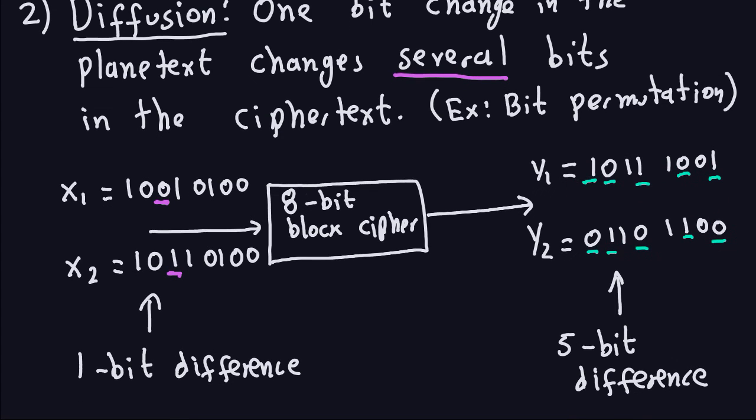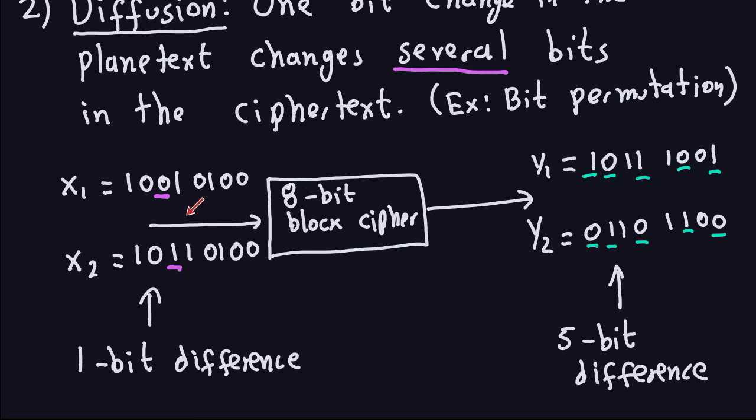So I have a 1-bit difference here in my plain text, but that produces a 5-bit difference in the ciphertext, and you want that to happen. You want the relation between the ciphertext and the plain text to be as far as possible, so the attacker doesn't have much information to be able to crack your code. So in general, what you want is for 1 bit here to change approximately half of the bits in your ciphertext. So these are two important properties that a modern cipher should have.